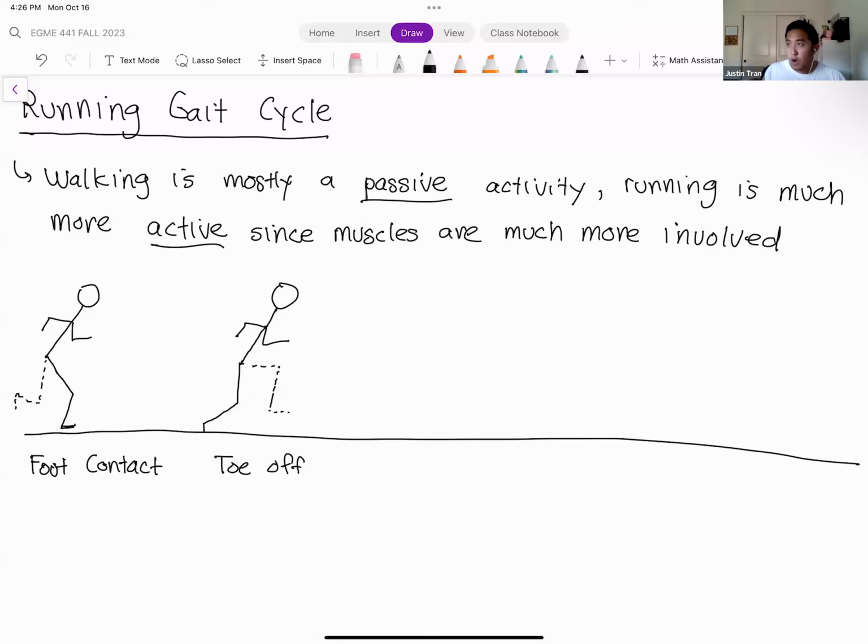All right. And from toe off, there's a period of time, like we mentioned before, where neither foot is on the ground, so you're basically almost flying for a second. This is called the flight phase. Flight phase looks something like this. Okay. So your other foot is about to touch down, but it's not quite there yet.